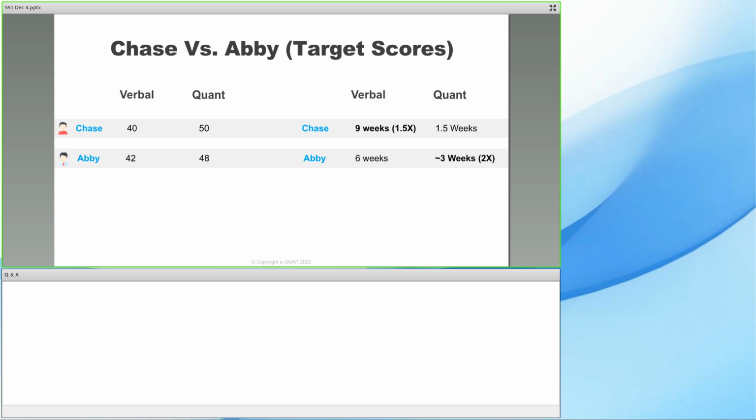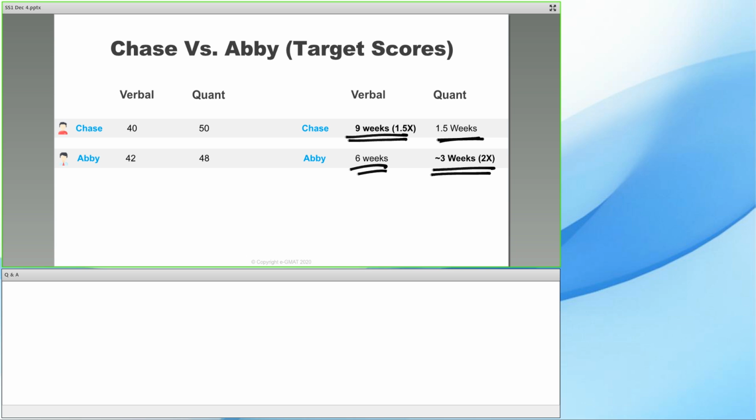The biggest piece is to get to a V40, Chase needs to spend 9 weeks, which is 50% more time than Abby needs to get to a V42. To get to a Q50, Chase only needs about 1.5 weeks, whereas Abby needs twice as much time to get to a Q48. Remember, they both started at the same score.